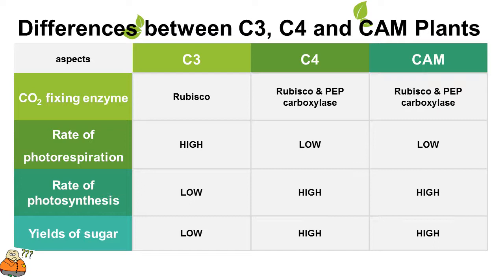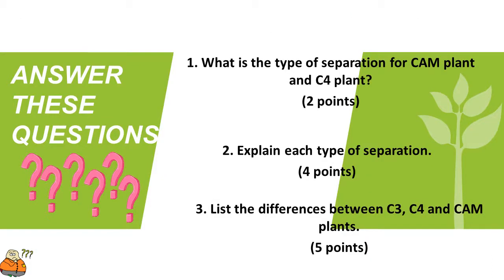What about the rate of photorespiration? What about the rate of photosynthesis? And what about the yields of sugar? You answer these questions. Number 1, what is the type of separation for CAM plants and C4 plants? 2 points. Number 2, explain each type of separation. 4 points. Number 3, list the differences between C3, C4, and CAM plants. At least 5 differences. 5 points.